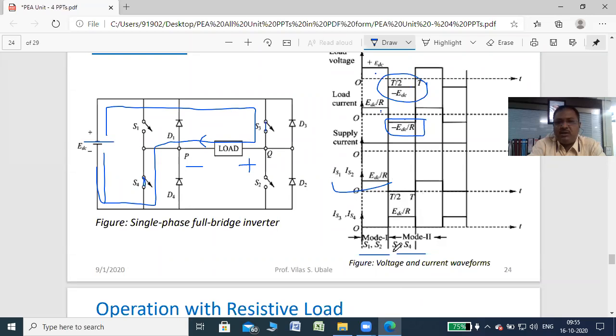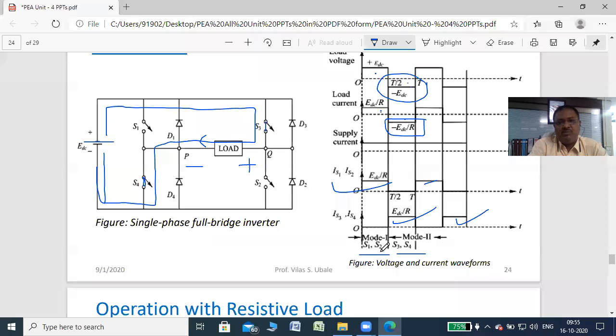These are the gate pulses for S1, S2, then S1, S2, and this is for S3, S4 and S3, S4. So these gate pulses are shown here. When S1, S2 are on, at that time the output voltage is positive, current is positive. Okay, and when S3 and S4 are on, at that time the output voltage is negative and current is also negative. Okay, so this is the working of this single phase full bridge voltage source inverter. Any doubt in this particular circuit or working, you can ask me.